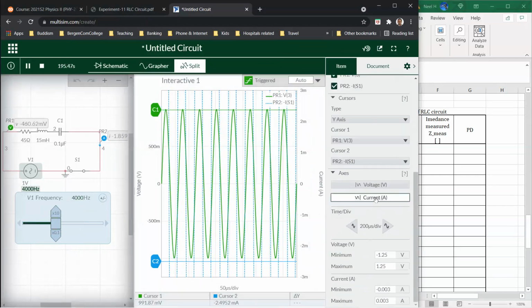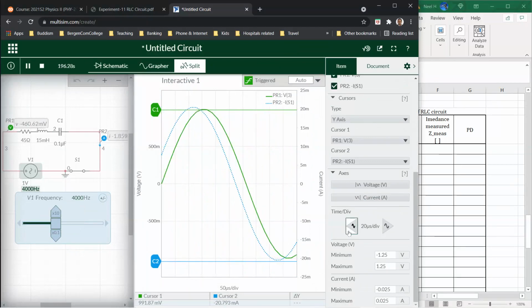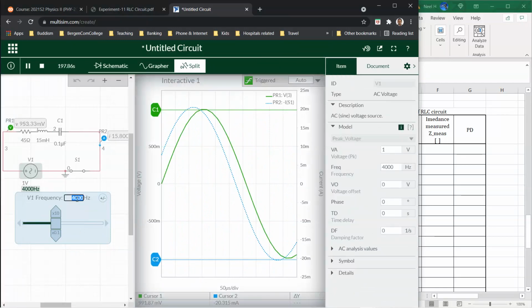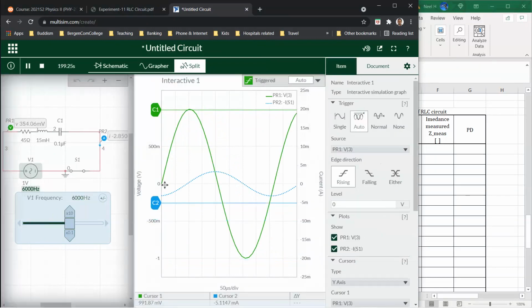Let's auto scale the current. Let's check out the current max. Now it is in 20 milli, so it is still increasing, right? Let's do this: maybe how about 6000 frequency range. Now if I take a look at the current max, it's about 3 milli, okay?